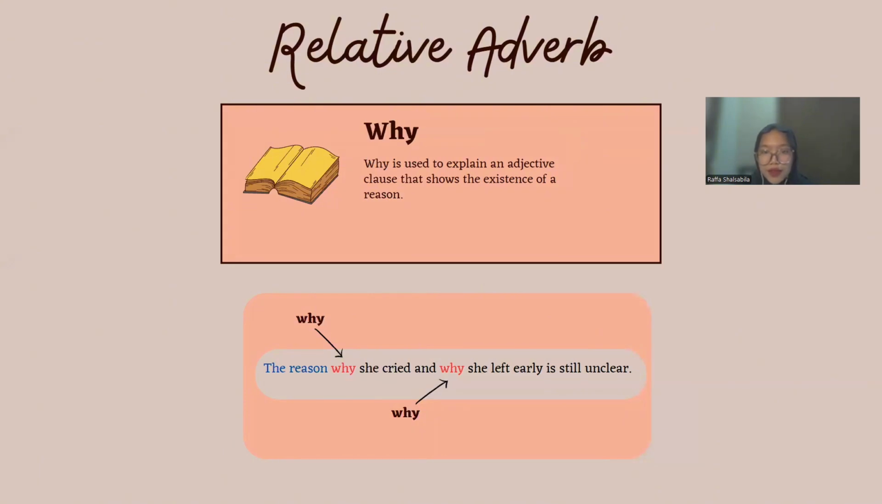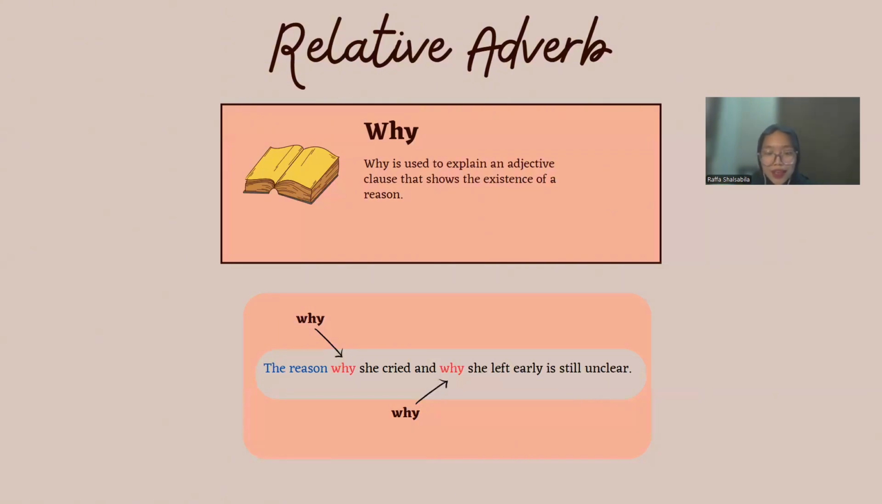The sentence, the reason why she cried and why she left early is still unclear, contains a restrictive clause because it provides important information that specifically explains the reason, so it cannot be omitted without changing the meaning of the sentence. Converting to an SVO sentence, the first is she was crying for a reason. She as subject, was crying as verb, for a reason as object.